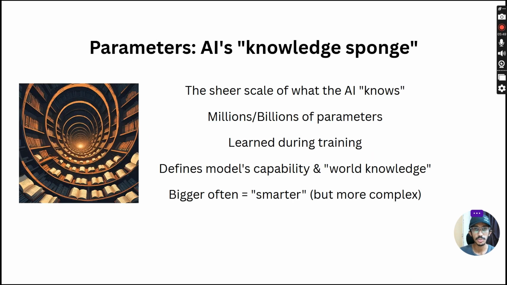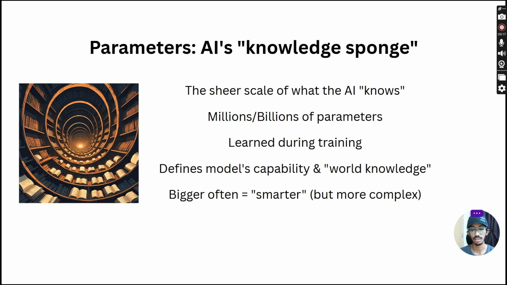And finally, let's briefly talk about parameters. You'll often hear AI models described by the number of parameters they have, like a 7 billion parameter model or a 175 billion parameter model. The analogy I like for this is the knowledge sponge of AI, or the sheer scale of its internal network that learned patterns during its training phase.